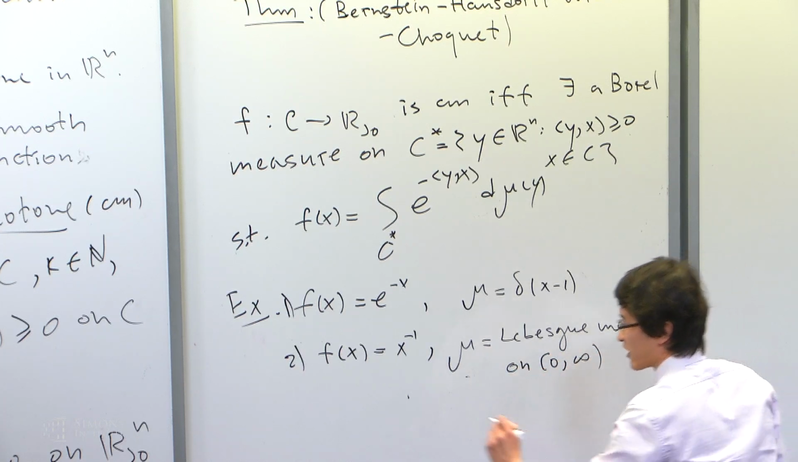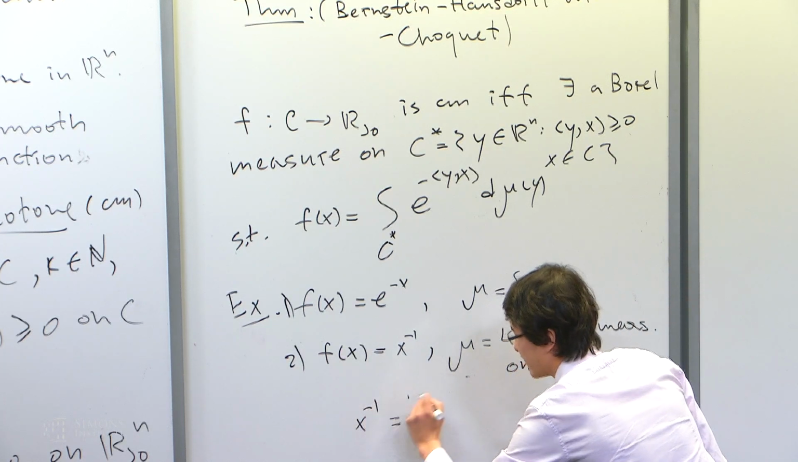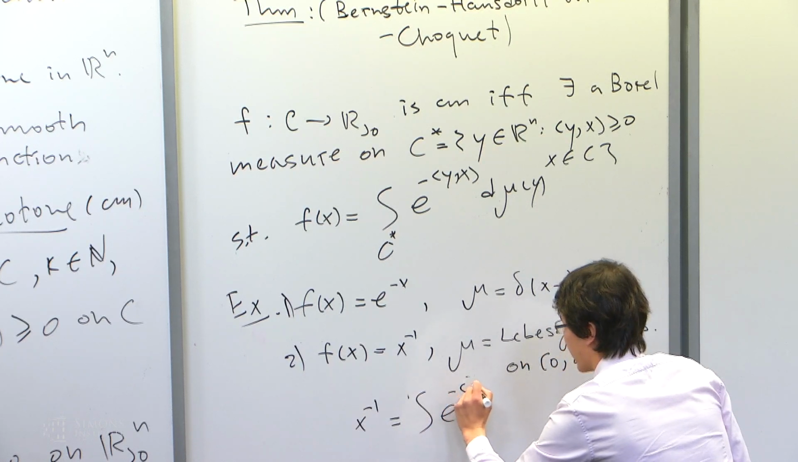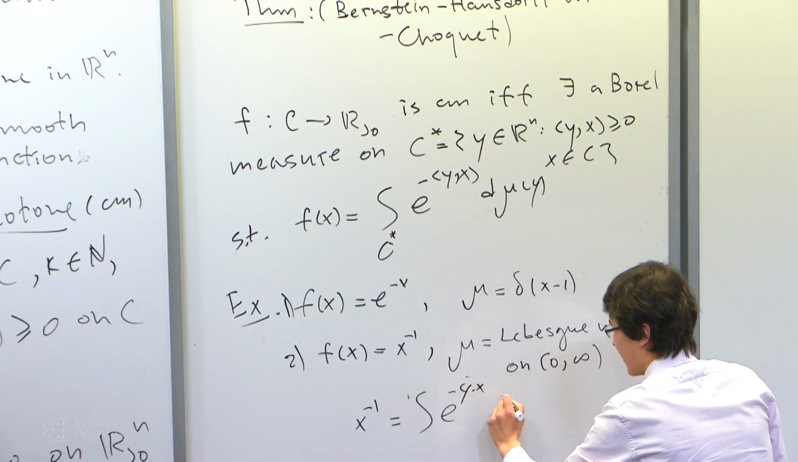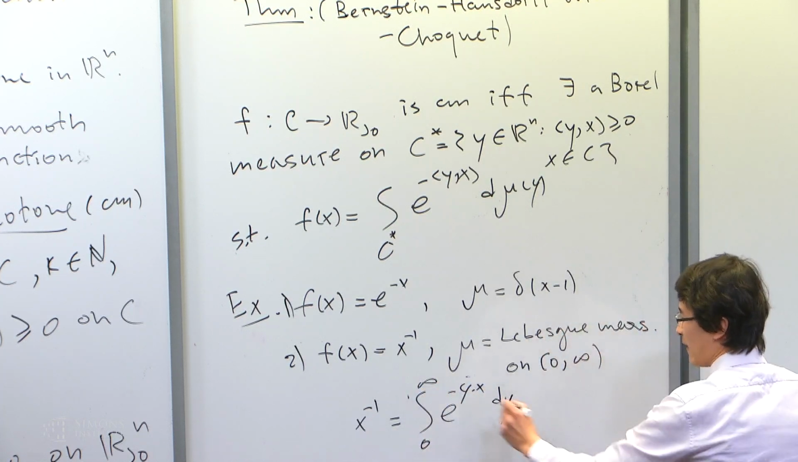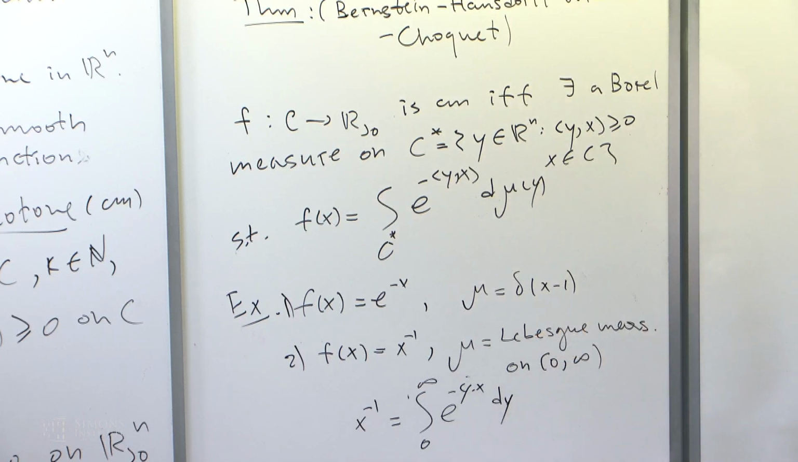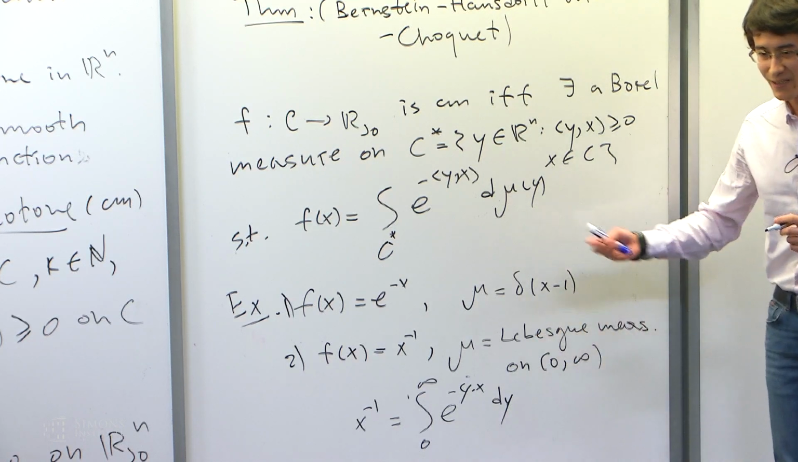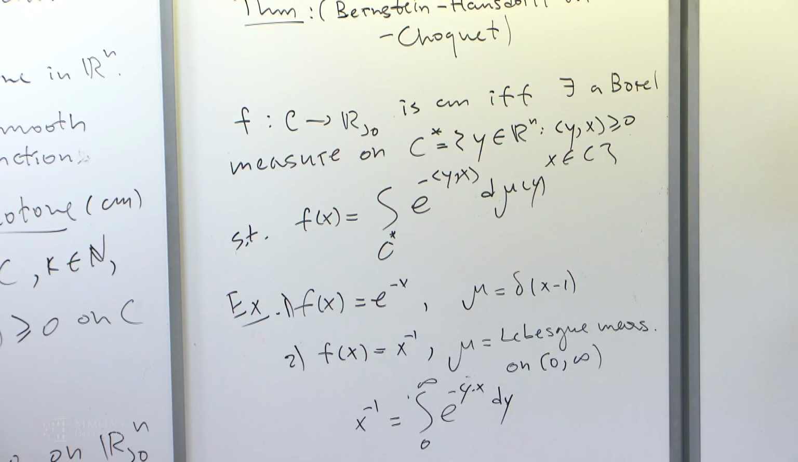So it's actually easy to check, because x to the power minus 1 is e to the power minus y times x dy, and you integrate from 0 to infinity, and you will have to change your variables. This is actually an identity, so you can easily verify this.